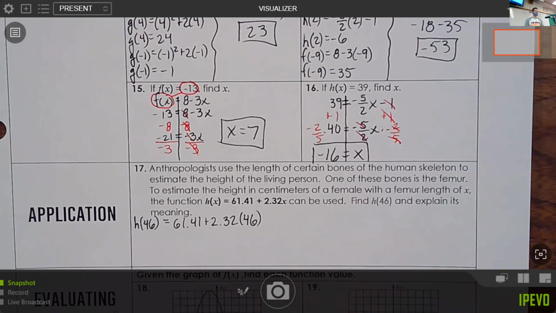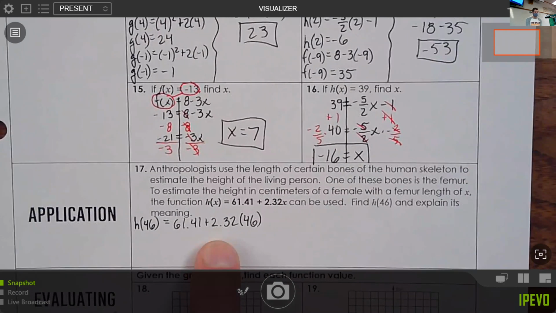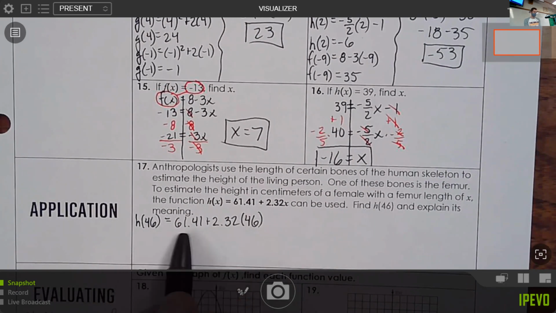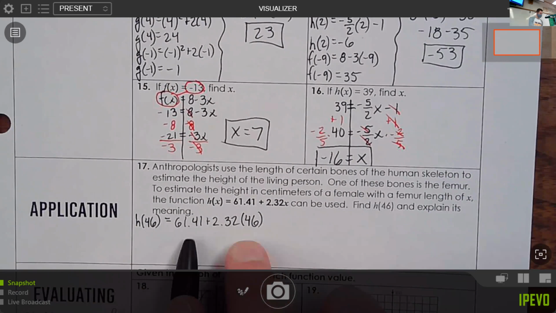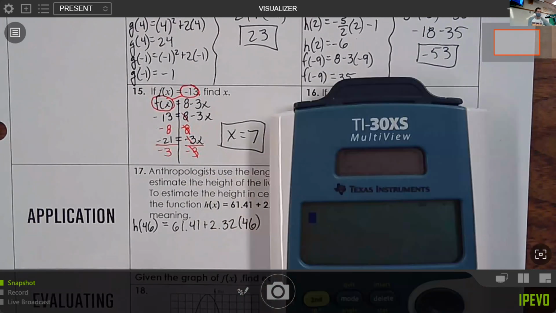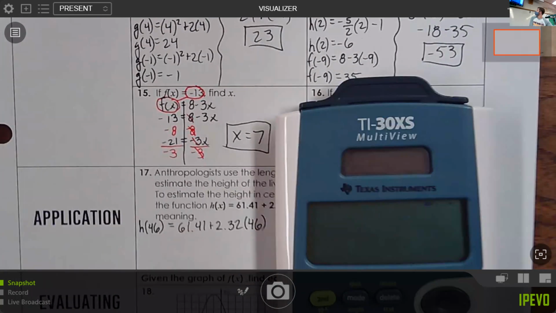And then all we have to do is use our calculators to figure it out. So remember, we're not doing anything mathematically on the left-hand side. This is just telling us, all right, our x value is 46. And then the right side, whatever we solve for over here, that's going to be our y value.